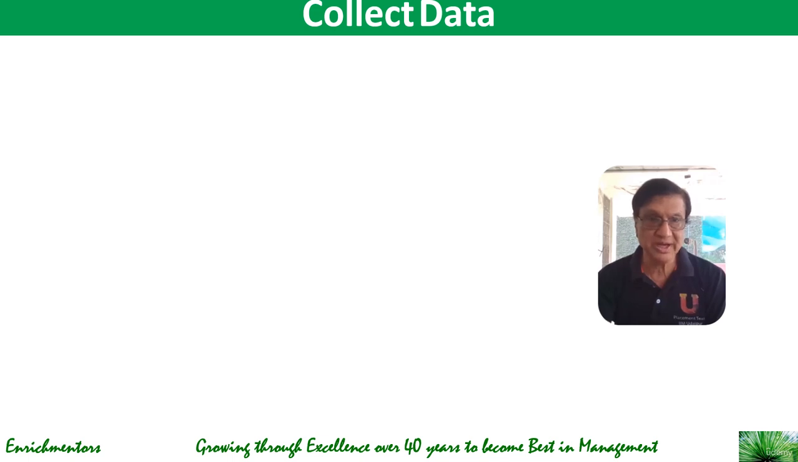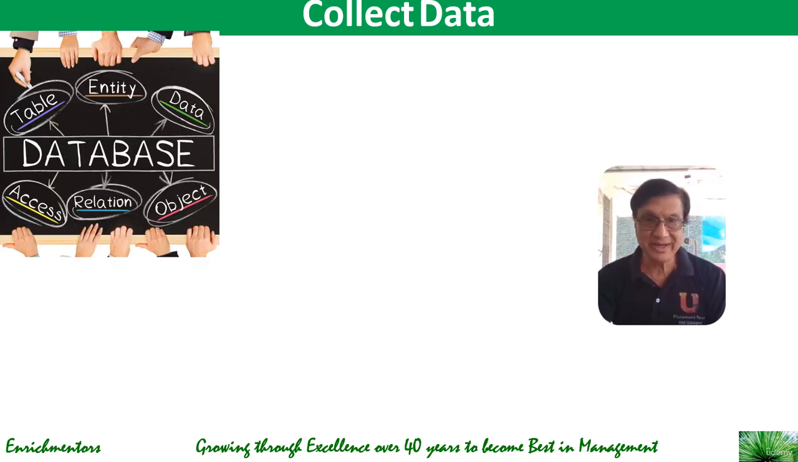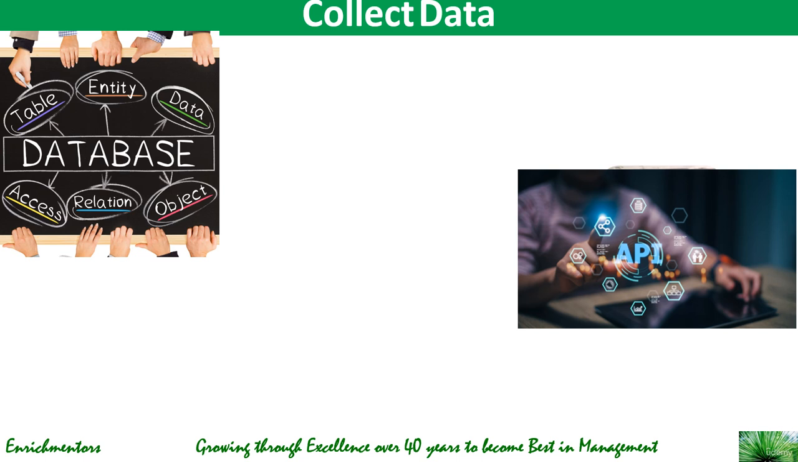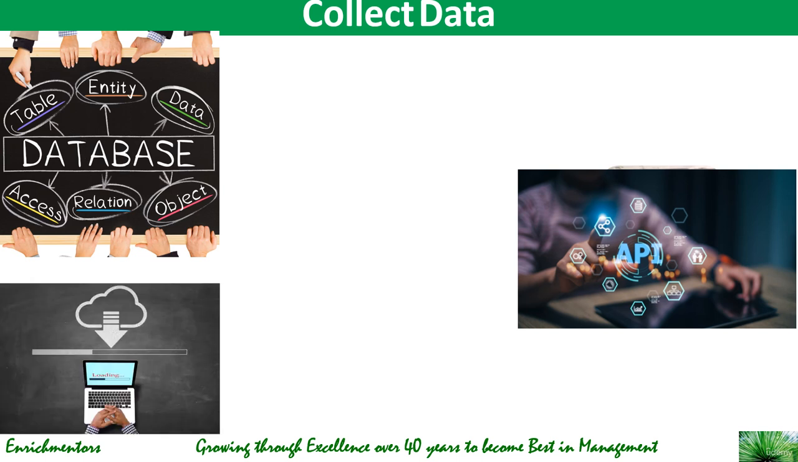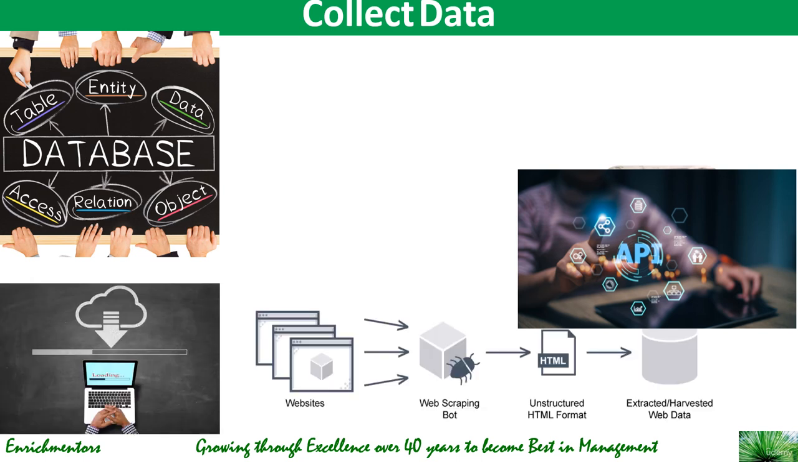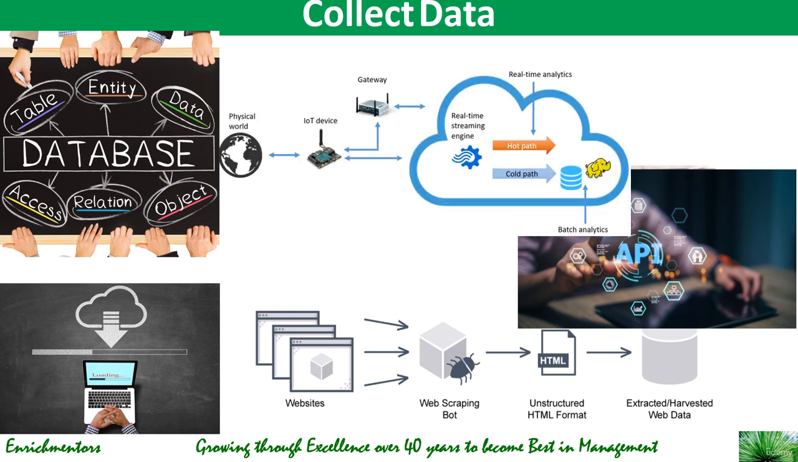Then you need to gather data from identified sources using appropriate methods and tools. Now, this may involve querying databases, accessing APIs, downloading files, or scraping websites, or collecting data from sensors in IoT, right? So there are the five things that we would like to mention here that you can use to collect the data.